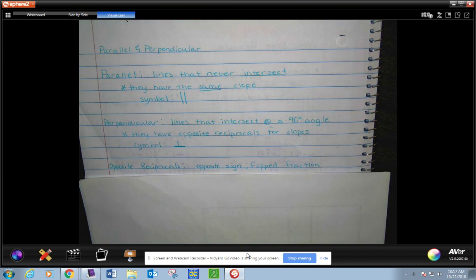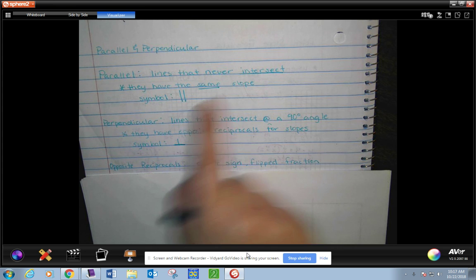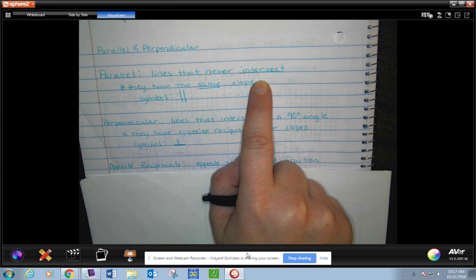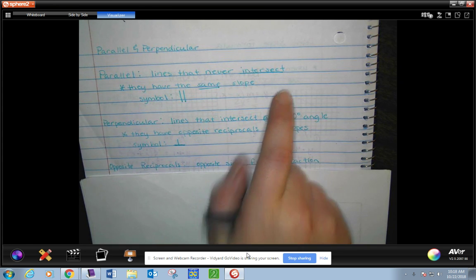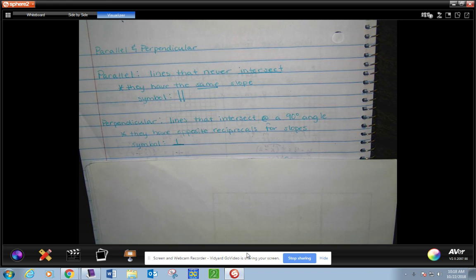And then again, this is just a lesson for those that were absent. So fill that out for me. Parallel lines are lines that never intersect. They are never going to cross each other. Now, what you need to know about them when we're talking about algebra is that they have the exact same slope. So you're looking for something with the exact same numbers.